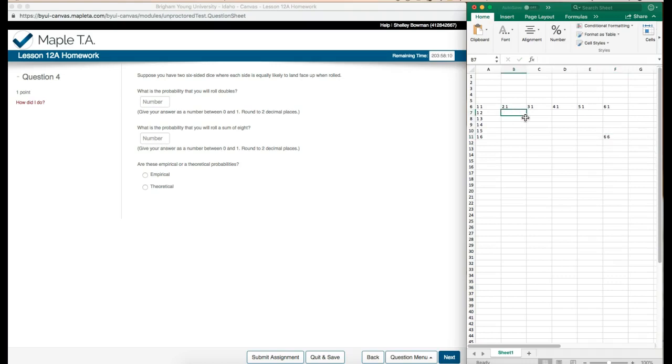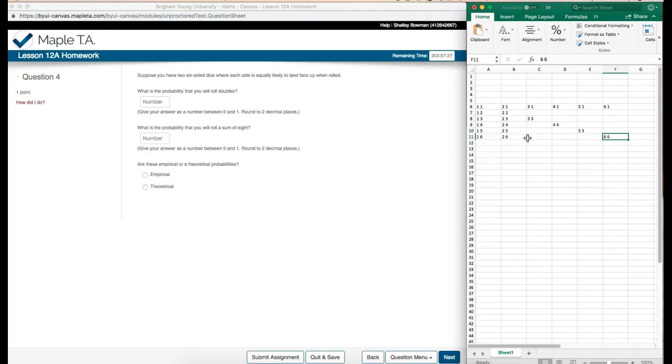And if I were to fill this in, 2 and 2, 2 and 3, 2 and 4, 2 and 5, 2 and 6, and so on and so forth. This one would be 3 and 3. This one would be 4 and 4, and this one would be 5 and 5. I could continue filling this out, but I'm going to stop here and note that I have 1, 2, 3, 4, 5, 6 different ways of getting doubles.